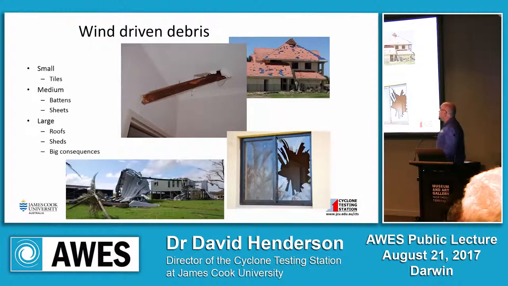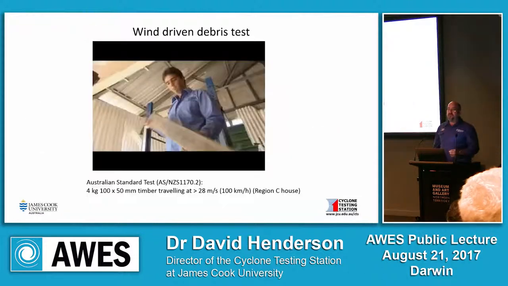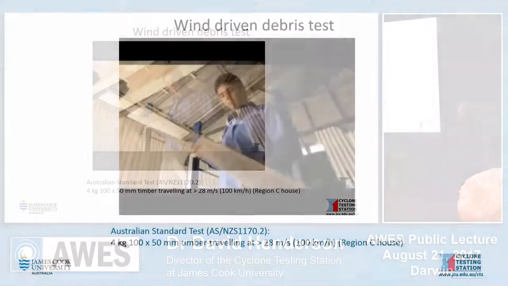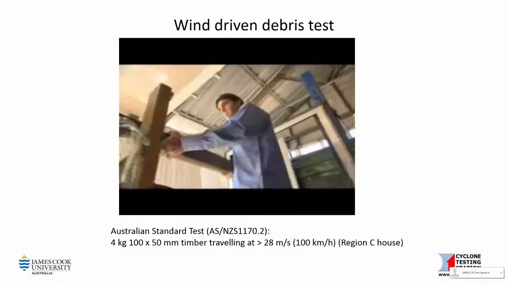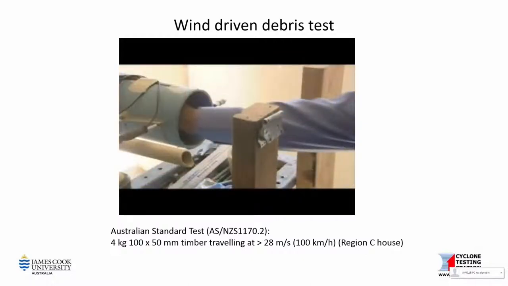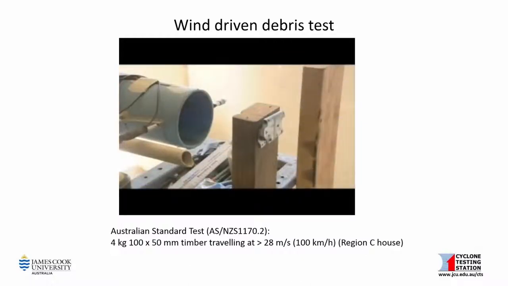The other thing that the wind is doing is picking stuff up and throwing it around, especially we've got verandas flying around, we've got other flying debris going with it. The standardized test method is a 4B2, 4 kilograms, traveling now 28 meters per second. We do the test in Townsville at the station. Yes, it is a fun test to do.